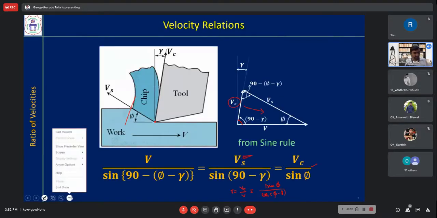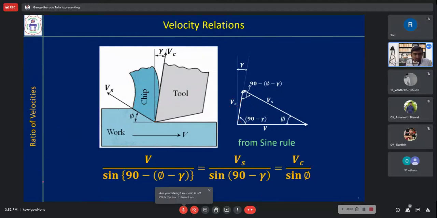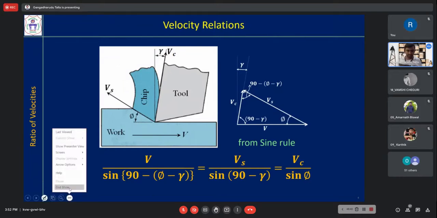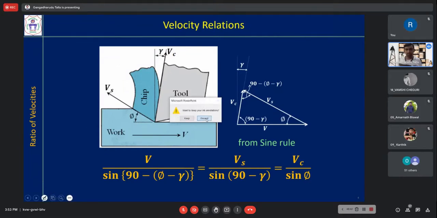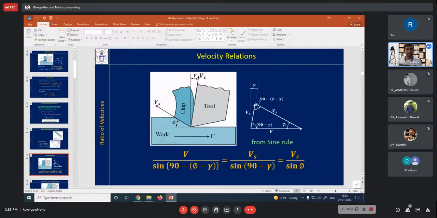So I think better we stop here. So next is merchant analysis, where we will see different forces acting on the cutting tool, and we will try to find the relation between those cutting forces, and ultimately we will find the power requirement for the cutting process. So those things we will see in the next class.